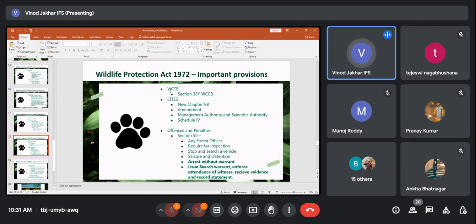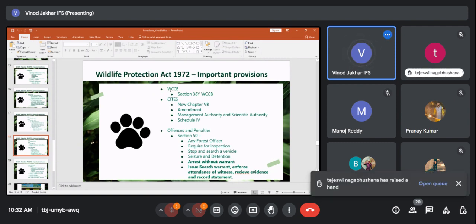Okay. So I was telling you about interstate and international rings. To tackle these interstate and international rings, consider a poacher who commits a crime in Madhya Pradesh and then runs away to Chhattisgarh. What will you do if the Chhattisgarh police or forest office do not cooperate? They will cooperate, but there are some coordination issues. So the WCCB is the agency that has been given some powers under this Act to deal with these issues. Okay.